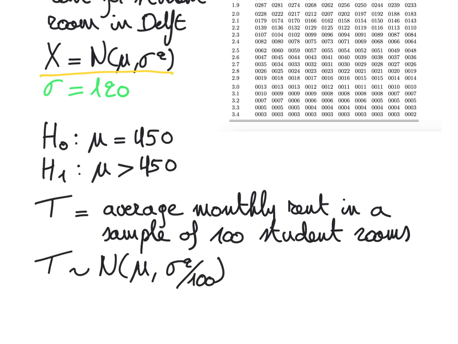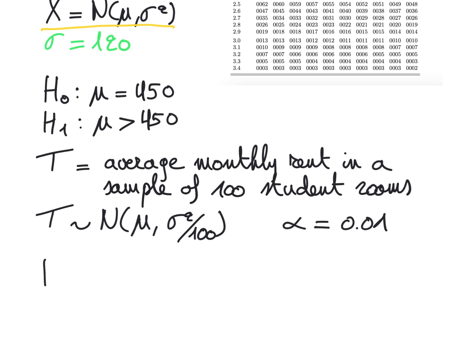The significance level that we will use in this example, our alpha, will be 0.01, so 1%. Okay, so now the question is, what is the critical value of this hypothesis test? If you take the average rent of these 100 student rooms, what should the value be such that we reject the null hypothesis? Well, when do we reject the null hypothesis? We will reject the null hypothesis if the value of our test statistic is more than our critical value, and this critical value we're still trying to find.